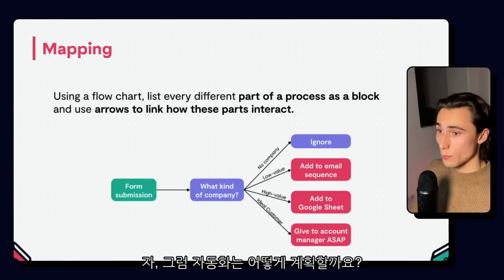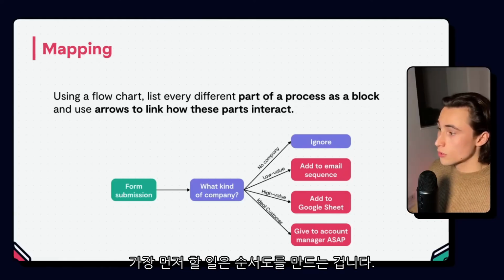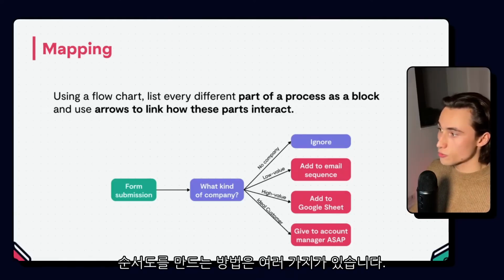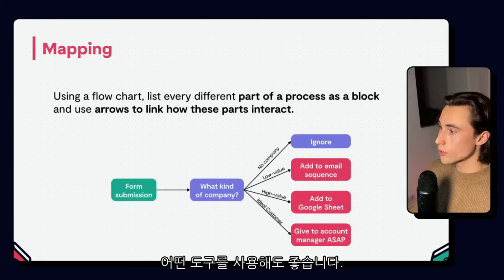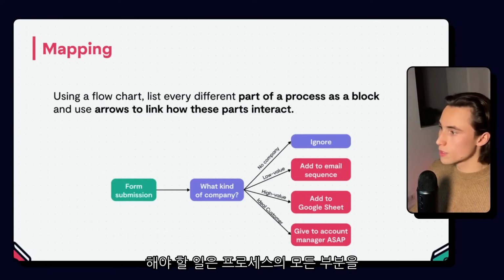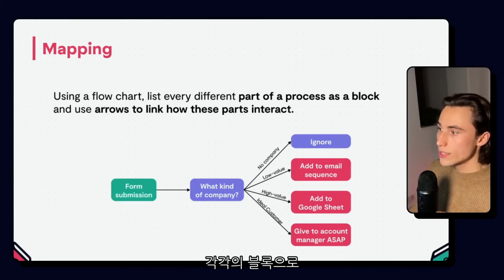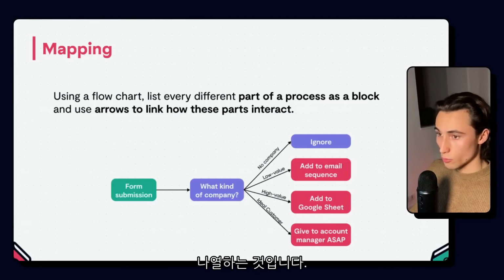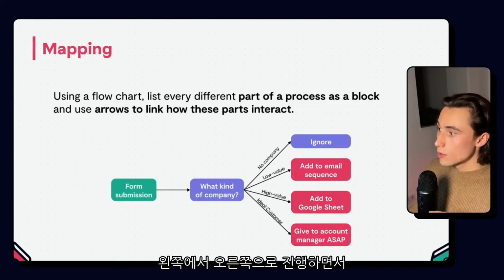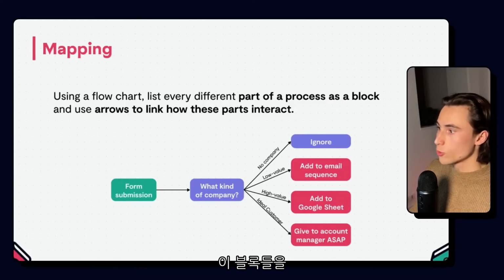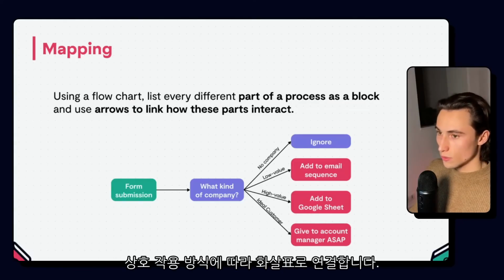So how do you map an automation? The first thing you want to do is create a flowchart. There are many different ways you can create this flowchart. You can use Miro, FigJam, or any other tool. And what you want to do is list every different part of the process as an individual block. Then, working left to right, you're going to want to link these different blocks with arrows depending on how they interact.